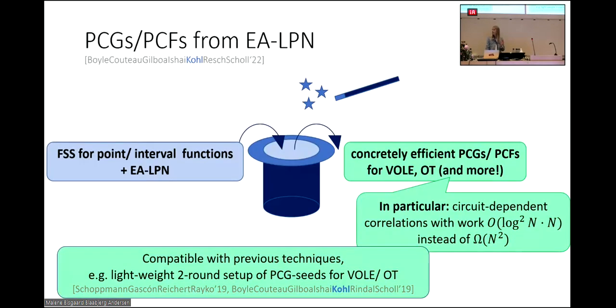When you say circuit dependent correlation, do you mean bigger triples, or what is circuit dependent correlation? So that you can reuse the same randomness across different circuits. Yeah.